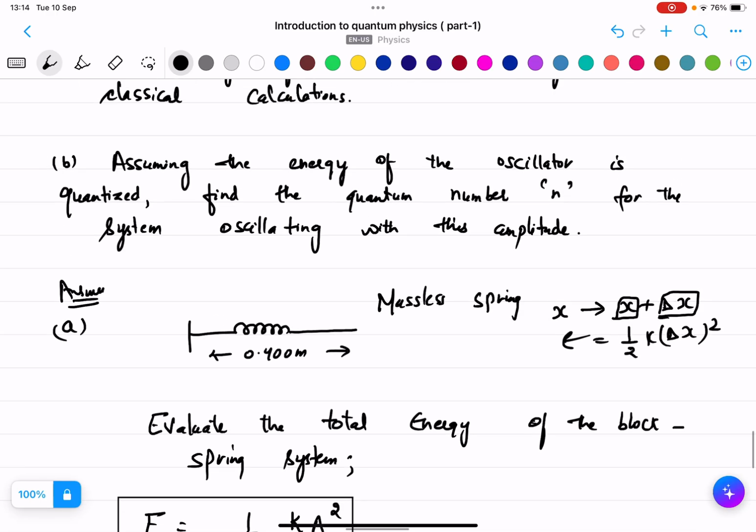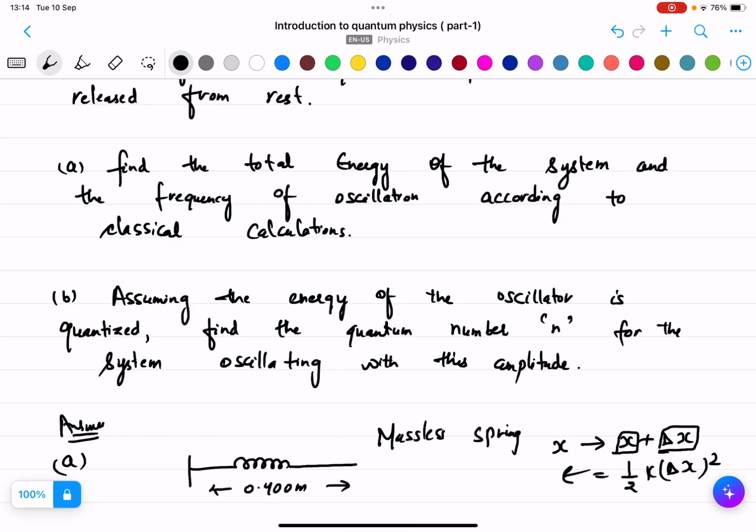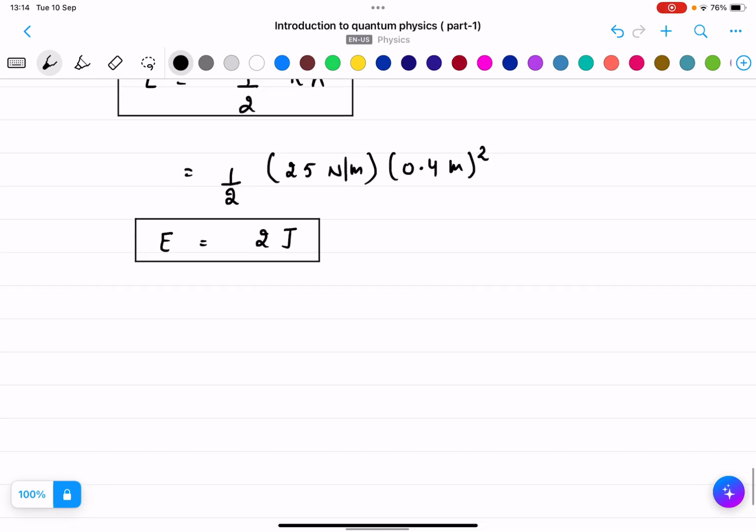Now, this is the A part. Find the total energy of the system and the frequency of oscillation according to the classical calculations. So energy we have already found out. Now we need to find out the frequency. How will we find the frequency?